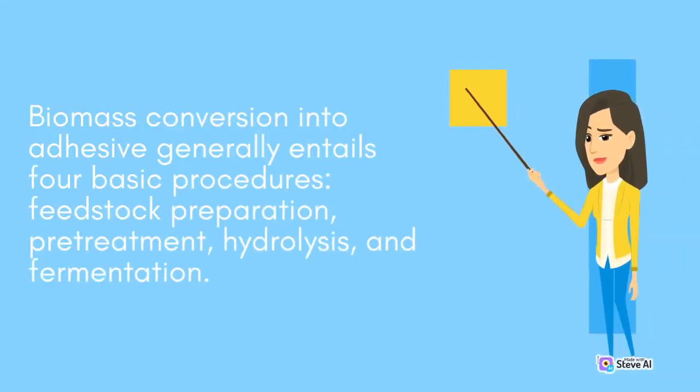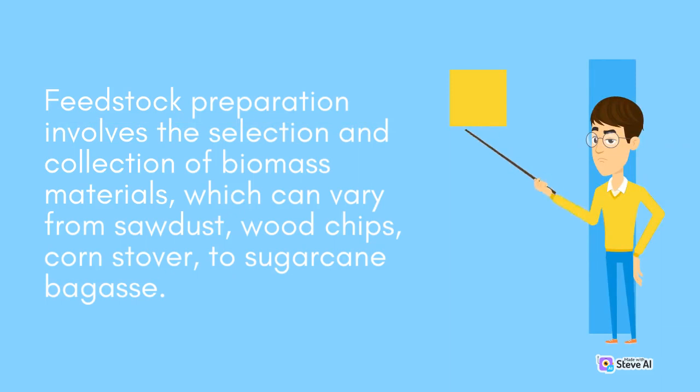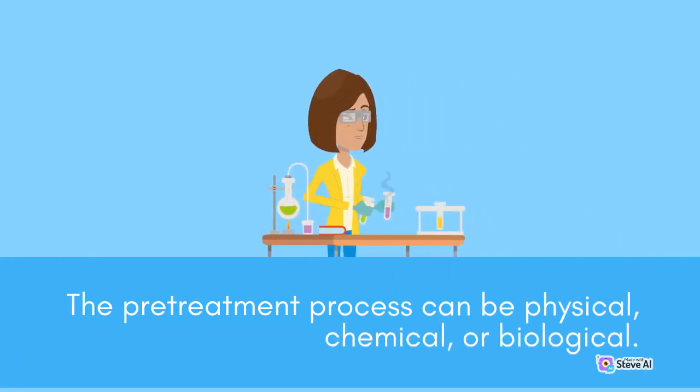Biomass conversion into adhesive generally entails four basic procedures: feedstock preparation, pretreatment, hydrolysis, and fermentation. Feedstock preparation involves the selection and collection of biomass materials, which can vary from sawdust, wood chips, corn stover, to sugarcane bagasse. The pretreatment process can be physical, chemical, or biological.